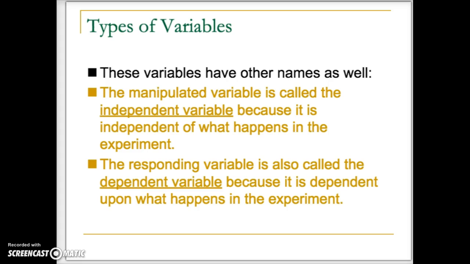Now, the responding variable is also called the dependent variable because it's dependent upon what happens in the experiment. So the growth of the plant was the responding variable as well as the dependent variable. It was dependent on what happened in the experiment.